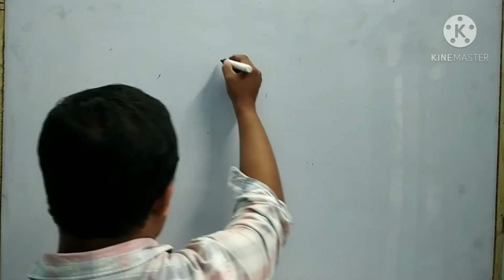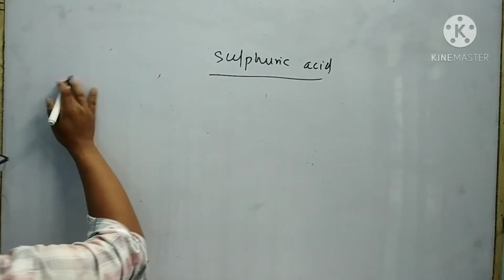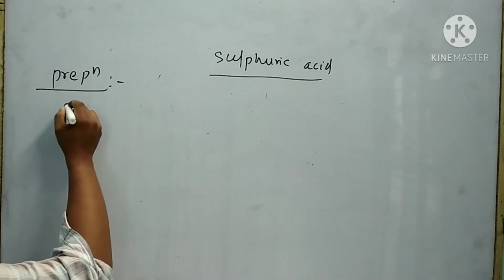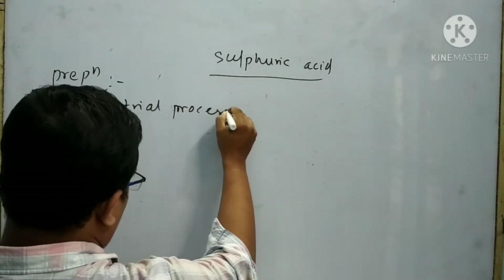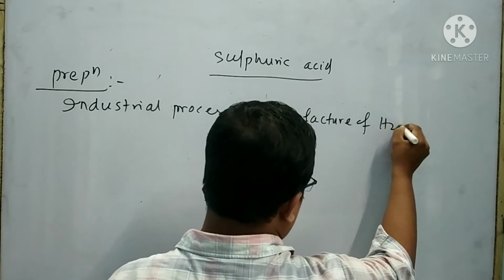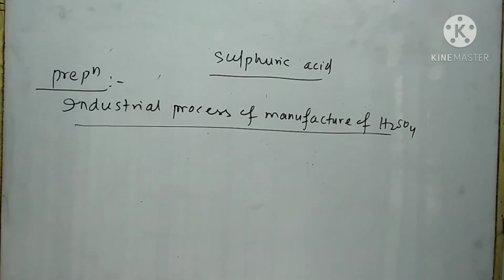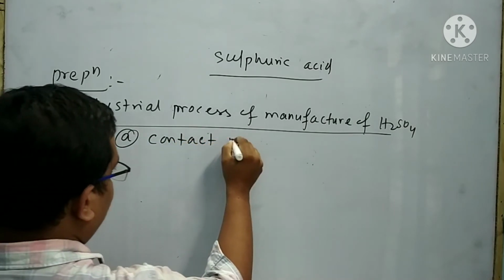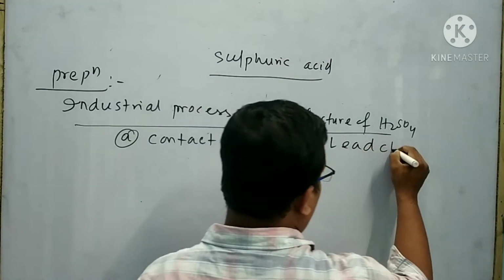Next I will explain about the sulfuric acid. At first I will discuss the preparation of sulfuric acid. Basically I will discuss the industrial process of manufacture of H2SO4. There are two processes for the manufacture of H2SO4. Number one is the contact process. Number two is the lead chamber process.